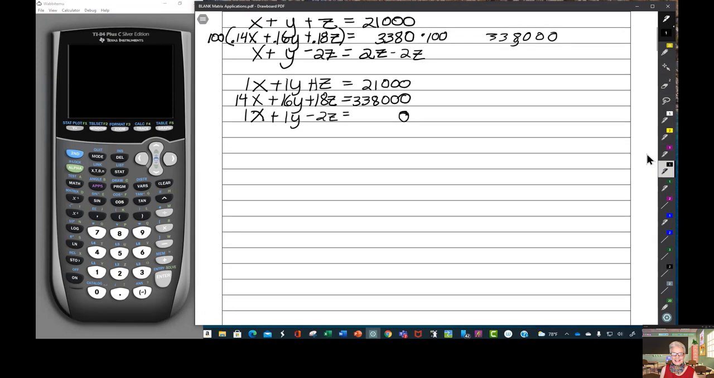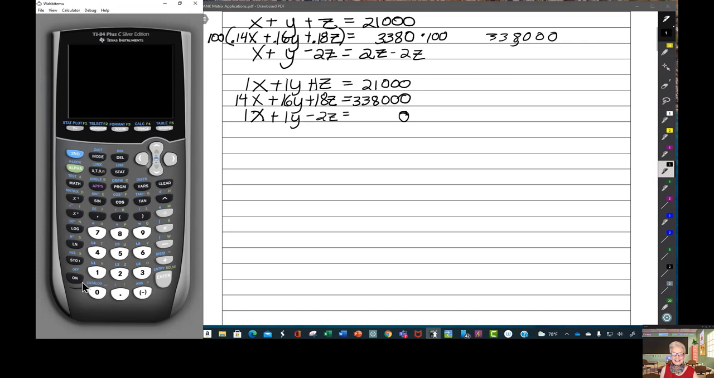I'm going to do it. But look at this. 2 goes into each of these numbers. We can make the numbers smaller, which will make our work a lot easier if we divide 14 by 2 and 16 by 2 and 18 by 2 and 338,000 by 2. So that's what I'm going to do.